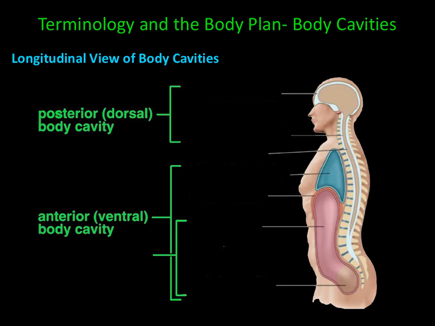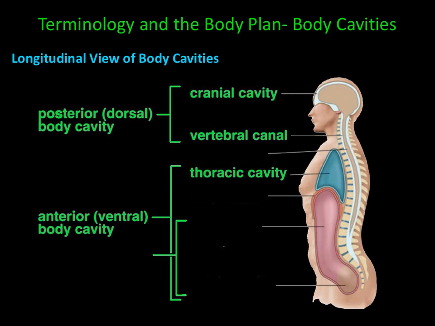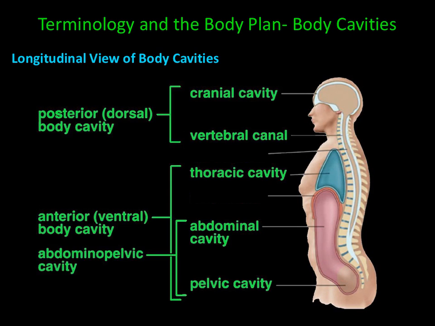Looking at the posterior cavity, it has two subdivisions: the cranial cavity and the vertebral canal. Next, the anterior cavity has three subdivisions. The first subdivision is the thoracic cavity. The second subdivision is the abdominal cavity, and the third subdivision is the pelvic cavity. Sometimes the abdominal cavity and the pelvic cavity are combined and referred to as the abdominal pelvic cavity.